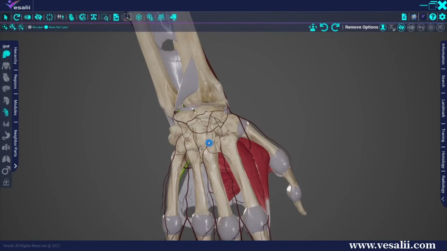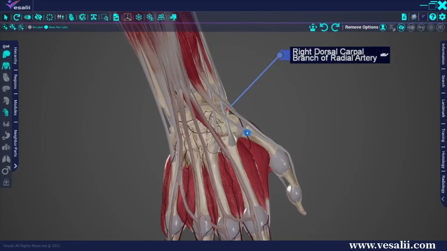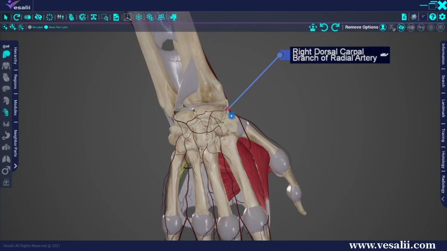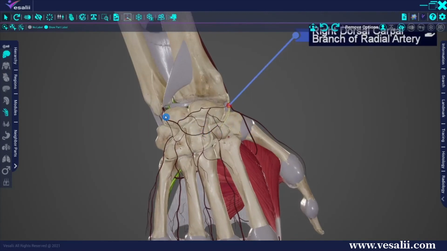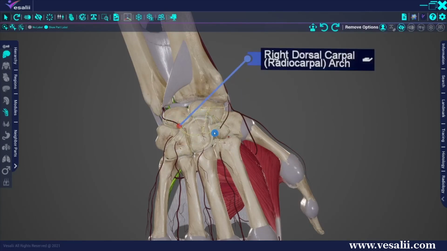I switched the view to reveal the branches of the radial artery in the dorsum of the hand. Before penetrating the back of the hand, the radial artery issues 2 branches, which are the first dorsal metacarpal artery that supplies the adjacent sides of the index and thumb, and a small dorsal carpal branch that arises beneath the long extensor tendons of the thumb. It crosses the wrist medially and anastomoses with the dorsal carpal branch of the ulnar artery to form the dorsal carpal arch or the dorsal carpal network.